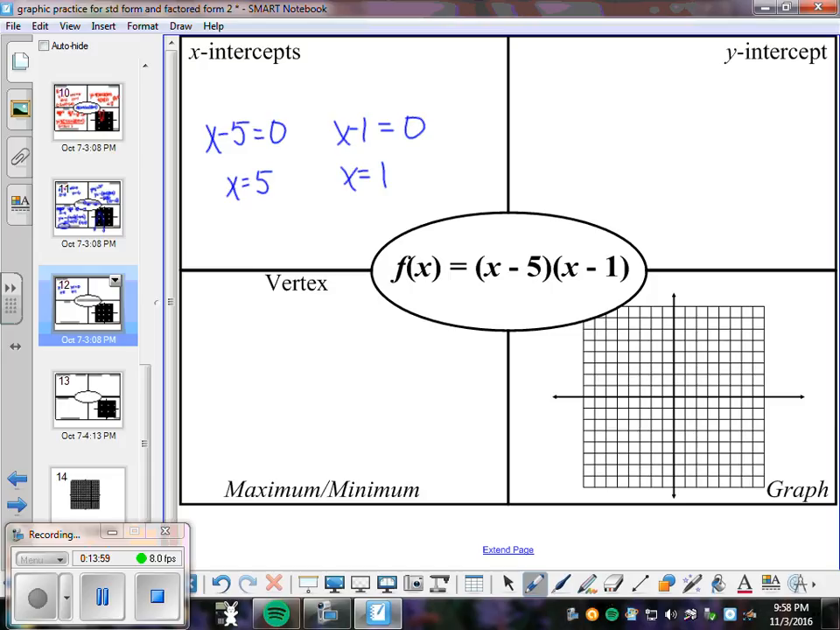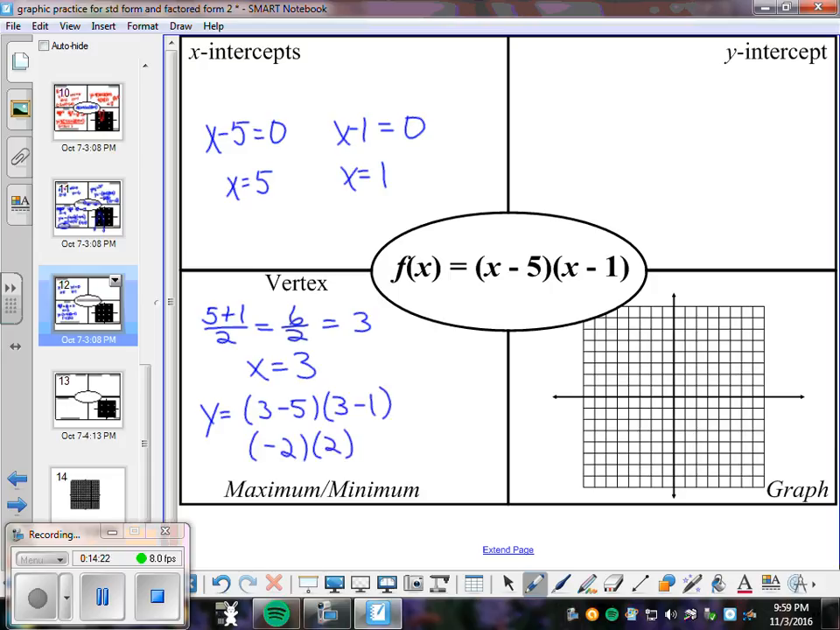Find the vertex. You add your x's. So 5 plus 1, divided by 2 equals 3. So x equals 3. Now plug in 3 minus 5, 3 minus 1, negative 2 and 2. So that would be negative 4. So 3, negative 4. It's a minimum because it's positive.